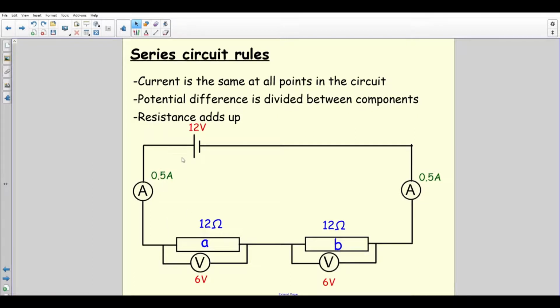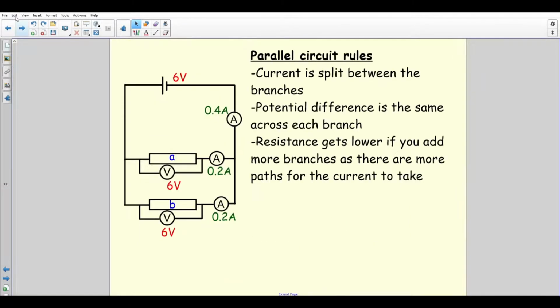It's asking about potential difference. It's a series circuit, so it splits up equally because they're the same. There we go, easy. Right, moving on to parallel circuits then.